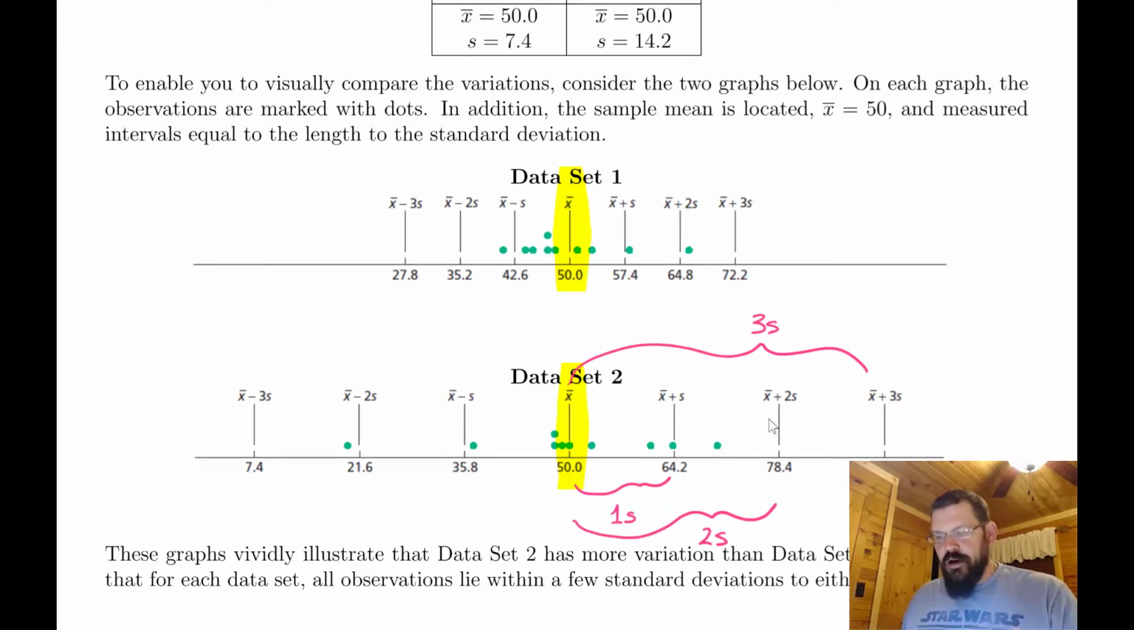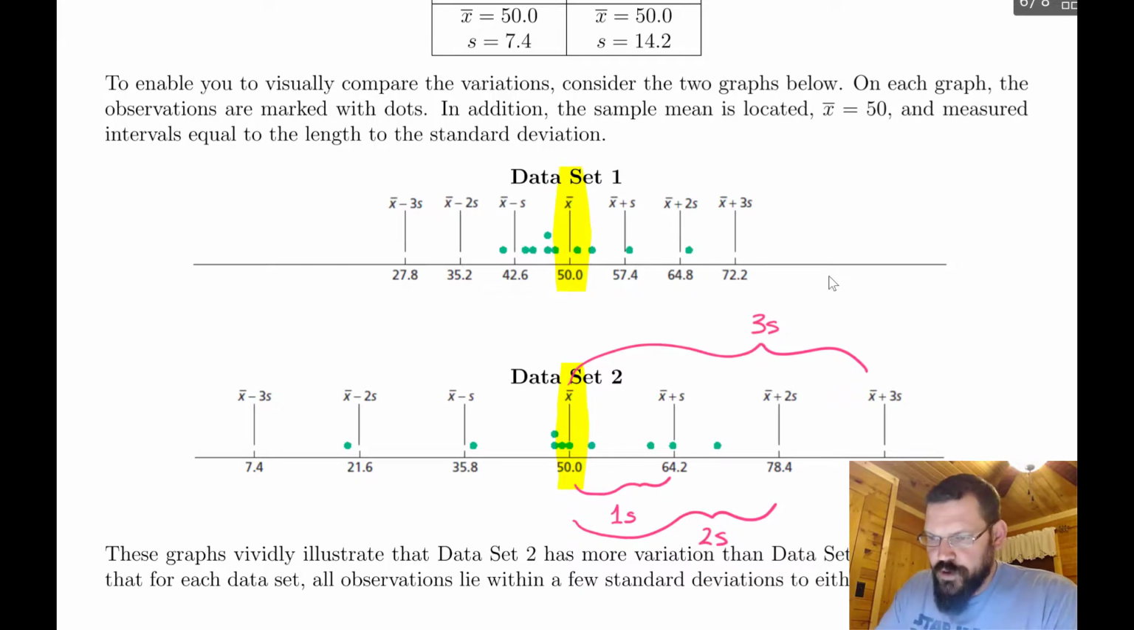Now typically, almost every time, at least 99% of your data is going to fall within 3 standard deviations of the mean. If it doesn't, if you go beyond 3 standard deviations, then you have a large spread, possibly some outliers that we're going to address later on as well.